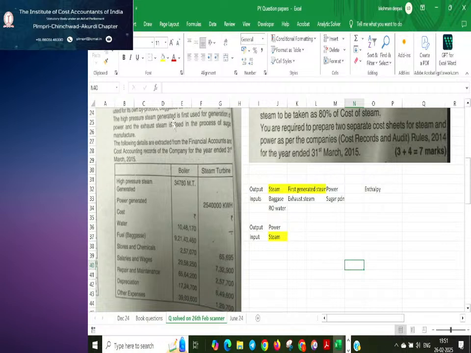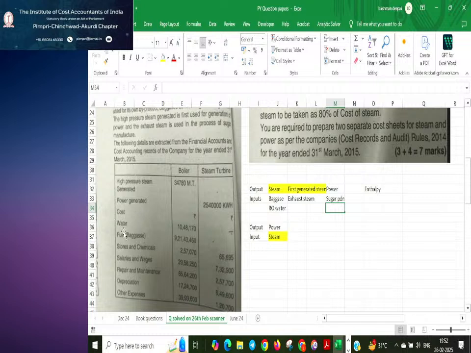The high pressure steam generated is first used for generation of the power and the exhaust steam is used in the process of sugar manufacture. So that is why I have given these two allocations. Okay. The following details are extracted from the financial accounts and cost accounting records of the company. So high pressure steam कितना generate हो रहा है? 34,780 metric ton. So this high pressure steam is entirely will get into the power manufacturing. ठीक है? Steam turbine will generate power for you.